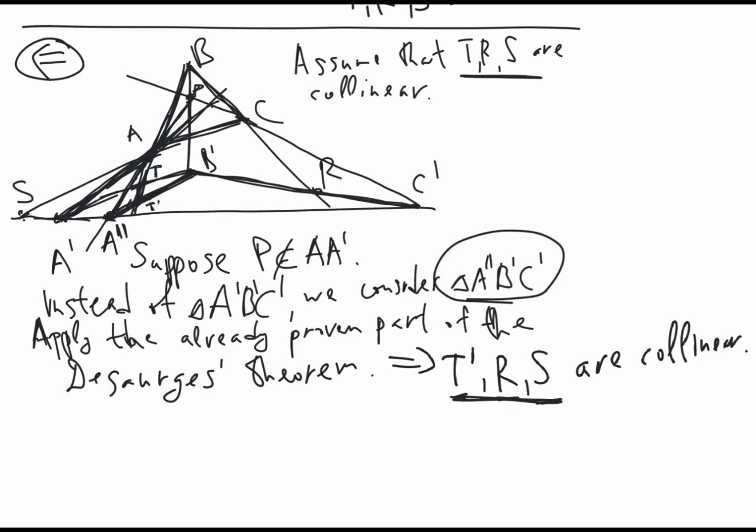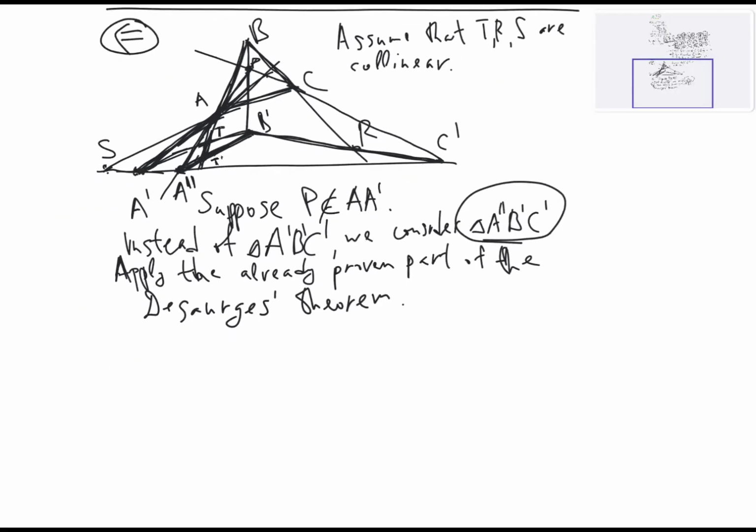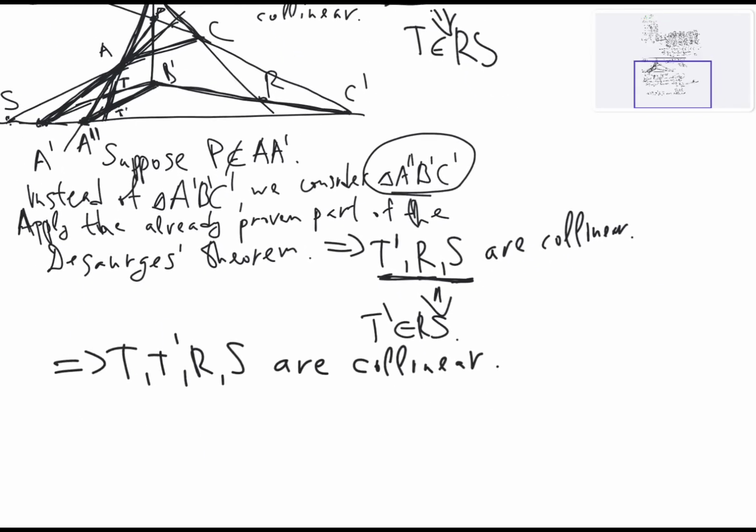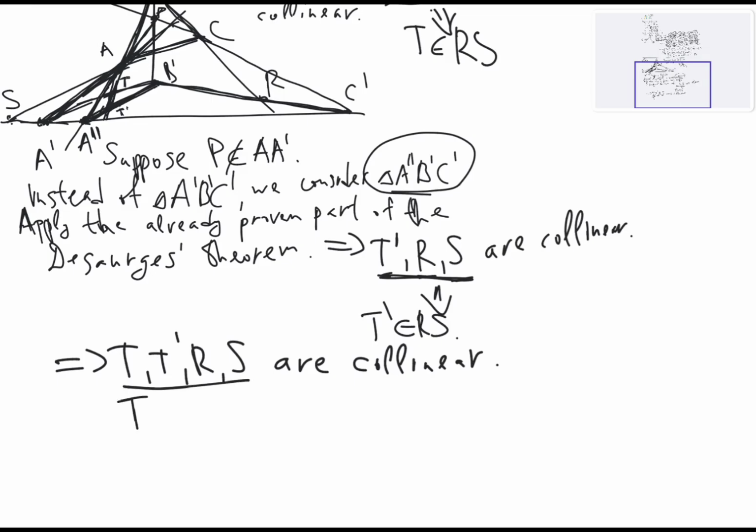Because T, R and S are collinear, in other words, we can say that T belongs to the line RS. This is equivalent. And from this we get that T prime belongs to the line RS, right? So therefore all these 4 points lie on a single line. From this we conclude that T prime, R and S are collinear. All these 4 points are collinear. So from this we get that both T and T prime belong to this line RS.